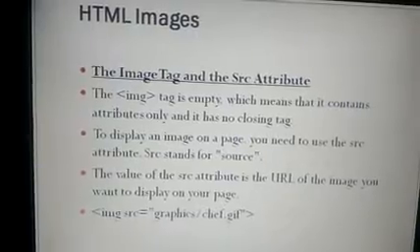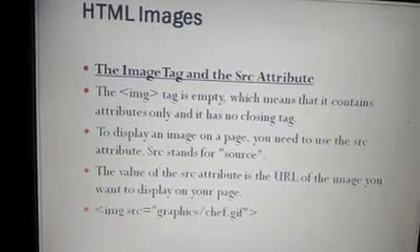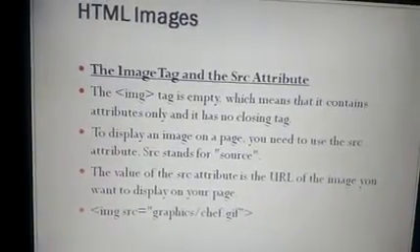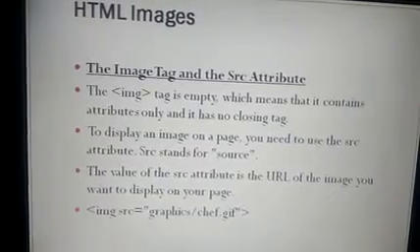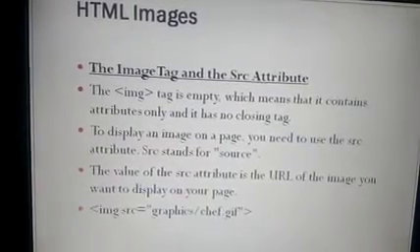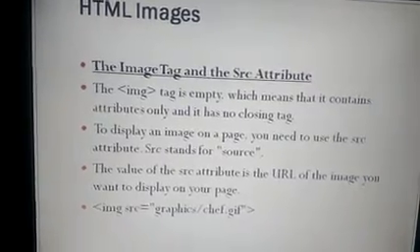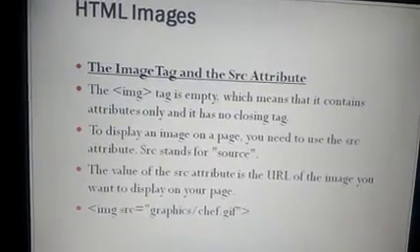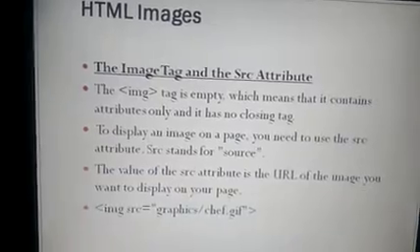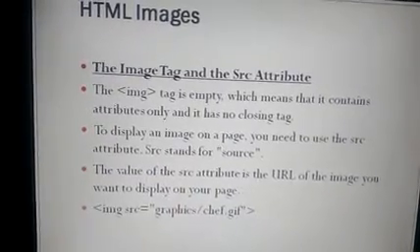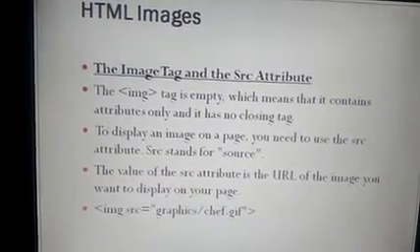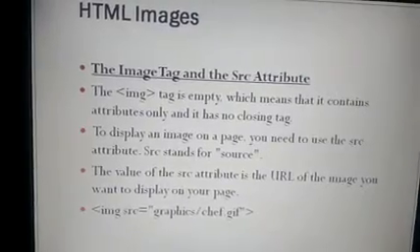The img, this is the image tag, okay, is empty, which means that it contains attributes only and it has no closing tag. So img is never closed, it is only an open tag. So we basically have two types of tags. One is the open tag, and the other is the container tag, which we close as well.